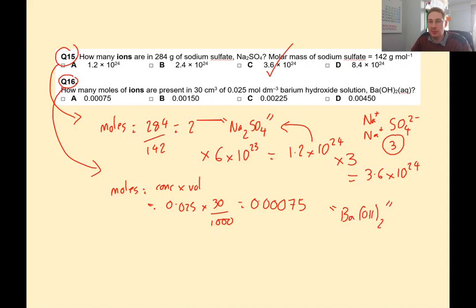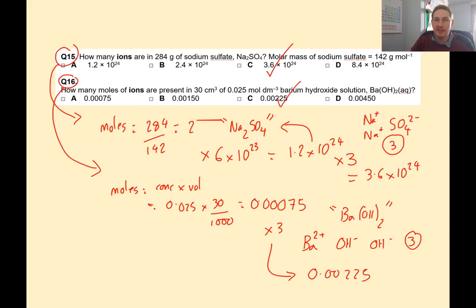But that's the number of moles of barium hydroxide. Okay, that's the number of moles of that. We want to know the number of moles of ions. Well, each barium hydroxide particle contains a Ba2+ ion and 2 hydroxide ions, 3 ions in total. Therefore, the number of moles of ions is that number times 3, which is 0.00225. So again, the answer is C.